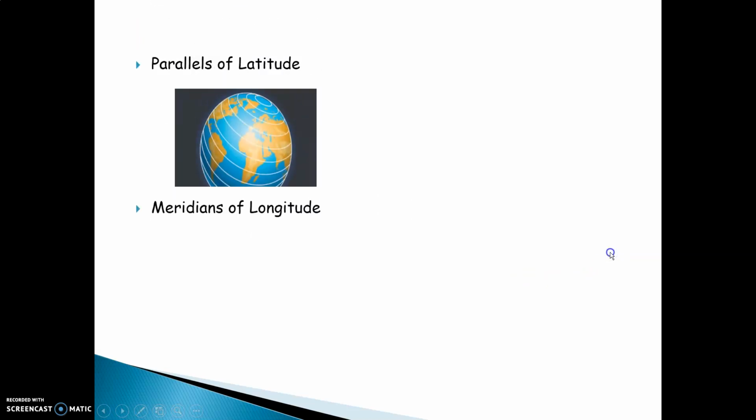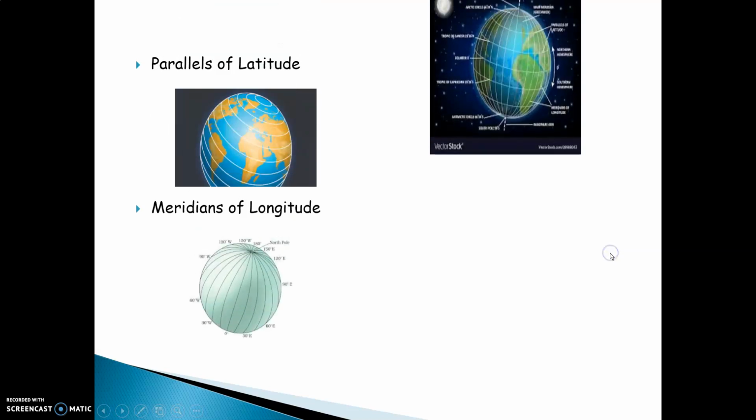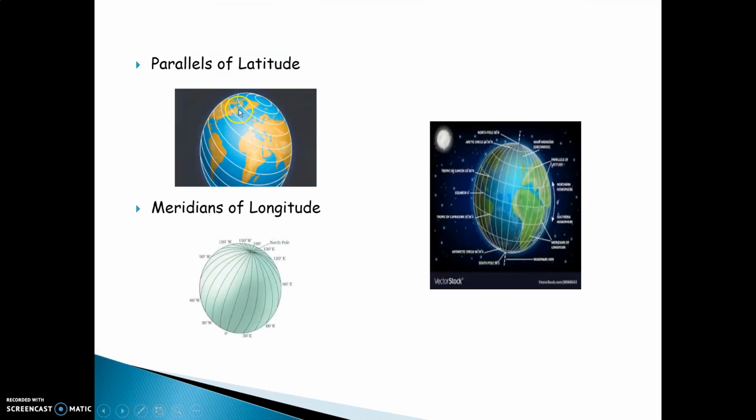You can see over here, this is how our earth is made up. It is made up of latitudes and longitudes together forming a net, and that is exactly what our earth looks like. It is made up of latitudes and longitudes.